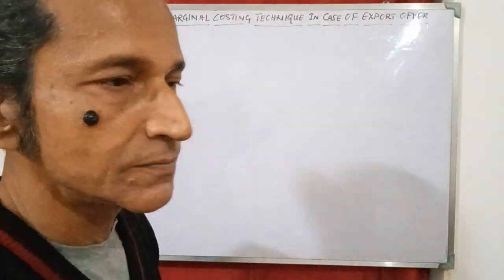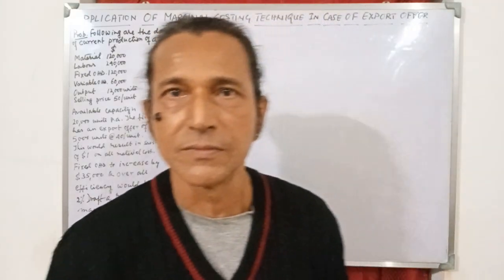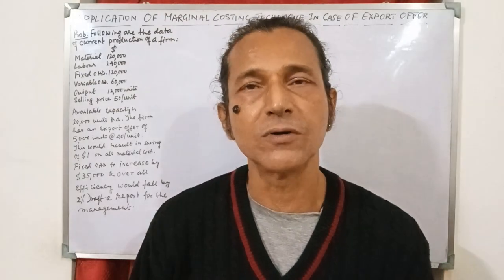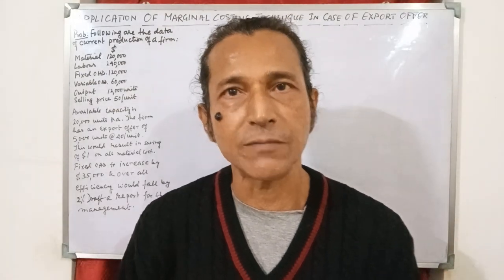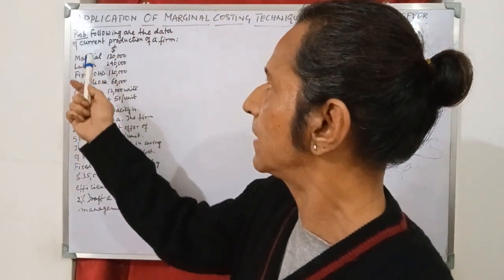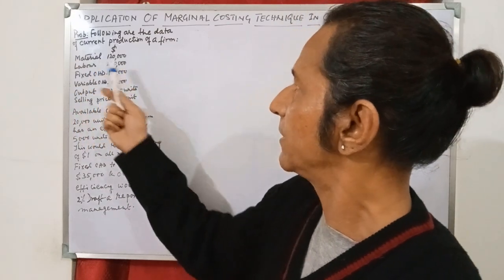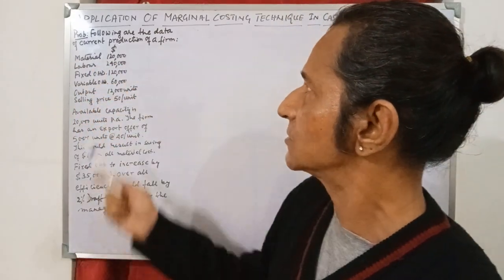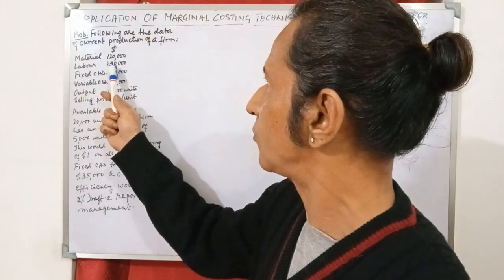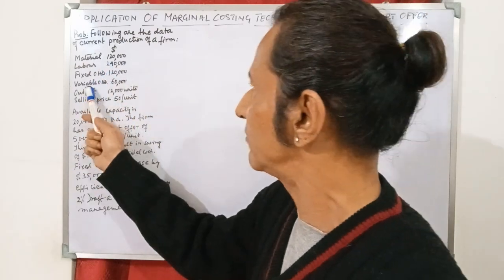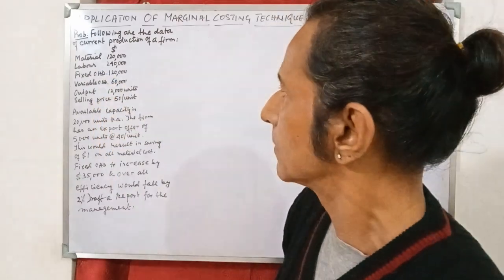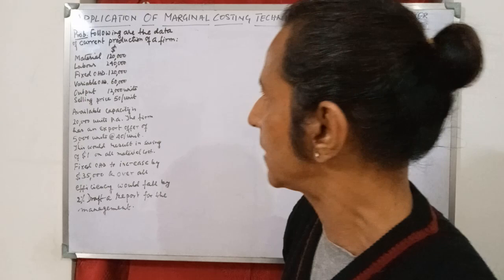So what is the scenario? The firm is currently producing and selling 12,000 units, and the capacity of the firm is to produce 20,000 units per annum. The variable cost consists of material, labor and overhead. So here material cost is 120,000, that is direct material cost. Direct labor cost is 240,000. Variable overhead is 60,000. Fixed overhead is 120,000. And output 12,000, selling price is 50 per unit.